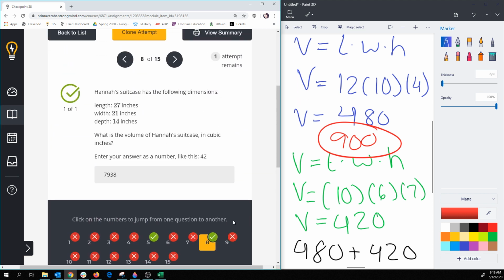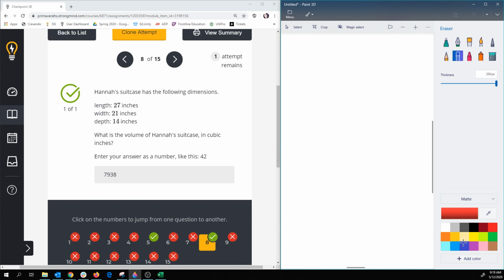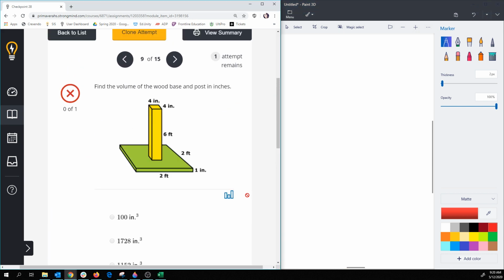All right, number 8. So on this one, you got this one correct. Awesome job. So it says that Hannah's suitcase has these following dimensions, and we want to know what's the volume of Hannah's suitcase. So a suitcase, if you think about it, is a flat, like, box shape. So that would be a regular rectangular prism. So all we would need to do is multiply all 3 of those numbers to get 7,938. So good job.